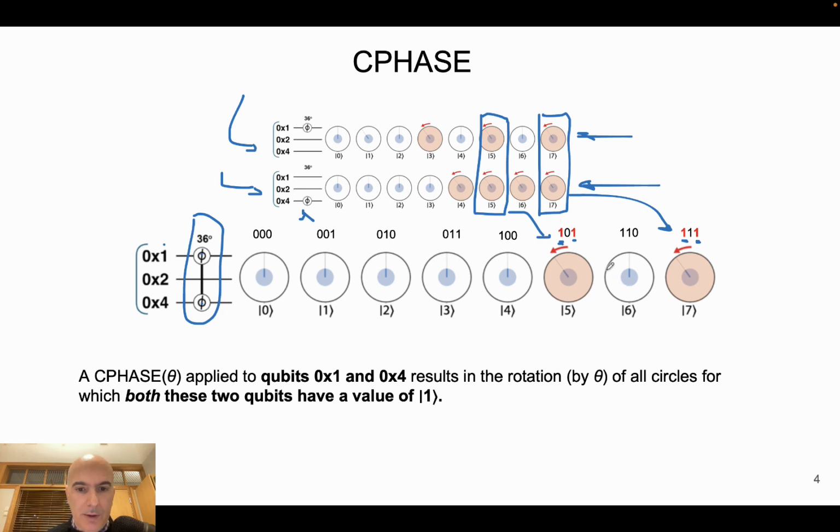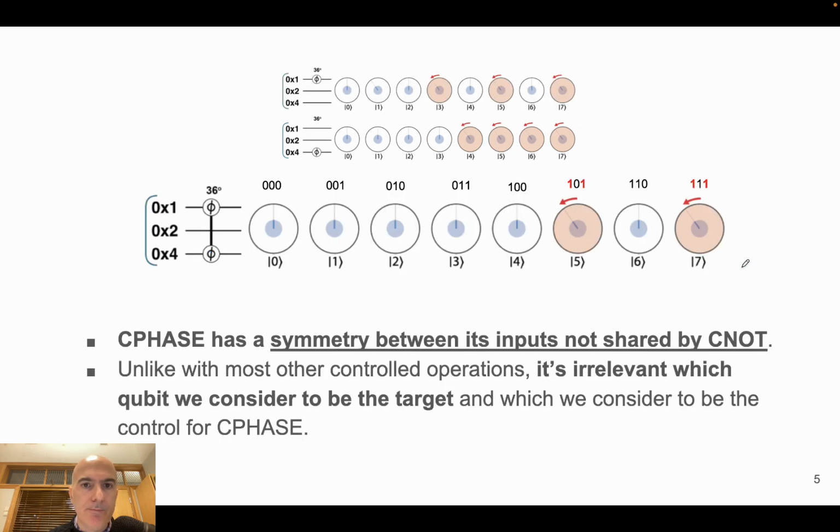going to rotate. So in this example, CPHASE theta applied to the first and the third qubit results in a rotation by an angle theta of all the circles for which both of the qubits have the value of 1. And this is in the slide here.